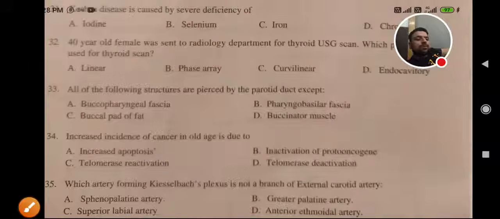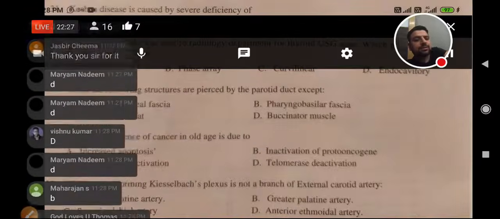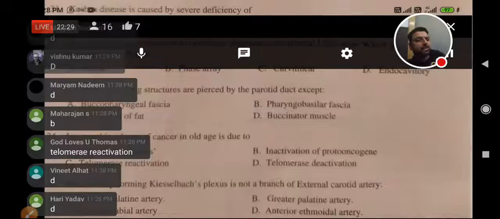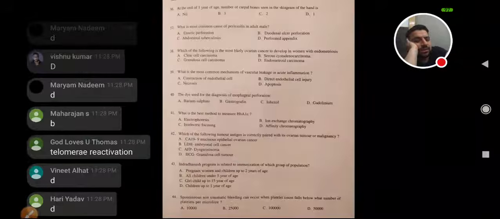Which artery forming Kiesselbach plexus is not a branch of the external carotid artery? Sphenopalatine artery, greater palatine artery, superior labial artery, anterior ethmoidal artery. So which one is the best answer here? D, anterior ethmoidal artery.